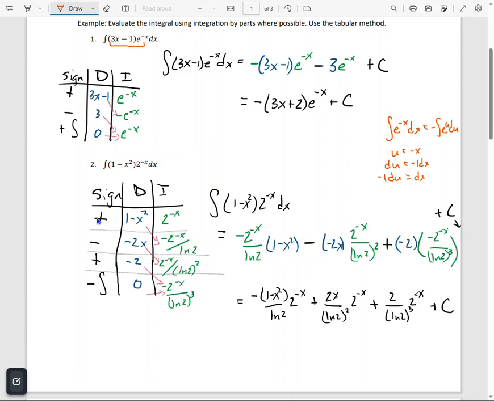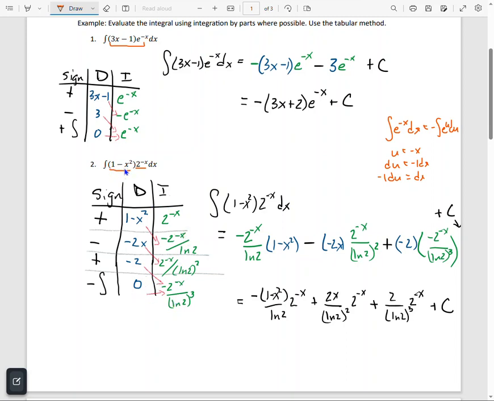Now, sometimes we have to go several steps. The sign is always going to alternate, starting with plus, minus, plus, minus. I choose which piece for my derivative: 1 minus x squared is easier to find the derivative of, and the exponential function is easier to find an antiderivative of. So 1 minus x squared, I write it in my table. I take the derivative, I get minus 2x. The derivative of that, I get minus 2. The derivative of that, I get 0. So I know I need 4 levels. When we're dealing with polynomials as my derivative column, we never have to find an integral again because it just reads off here as we go along.